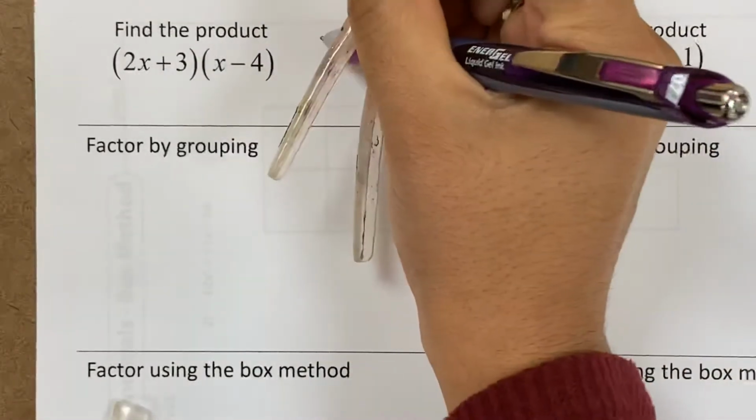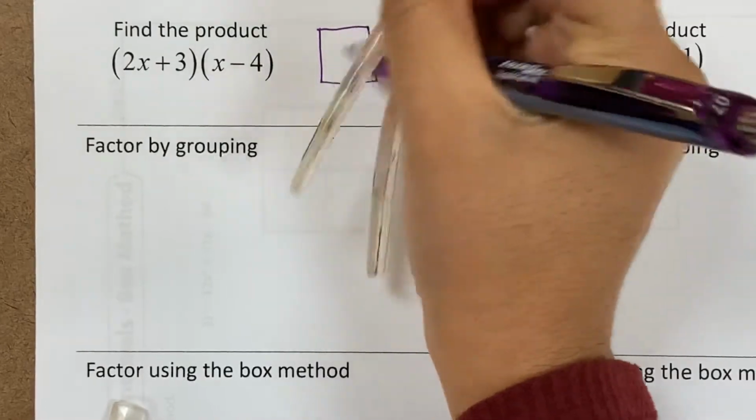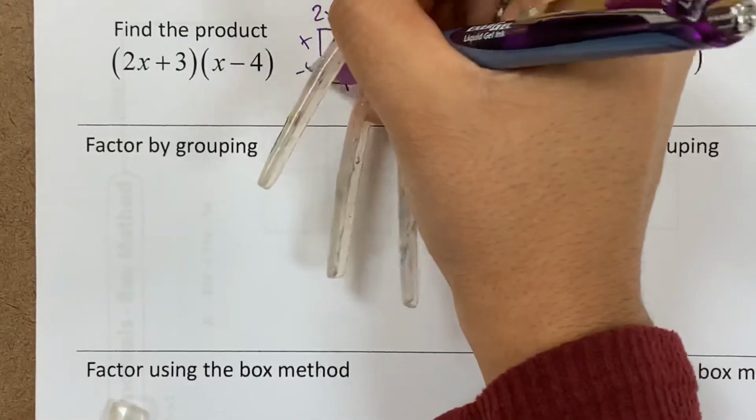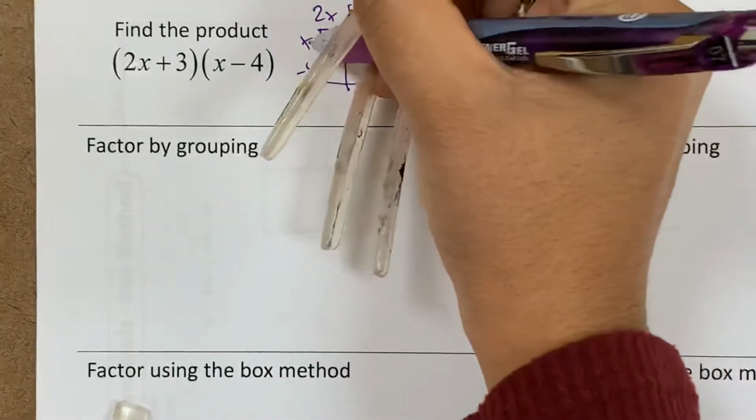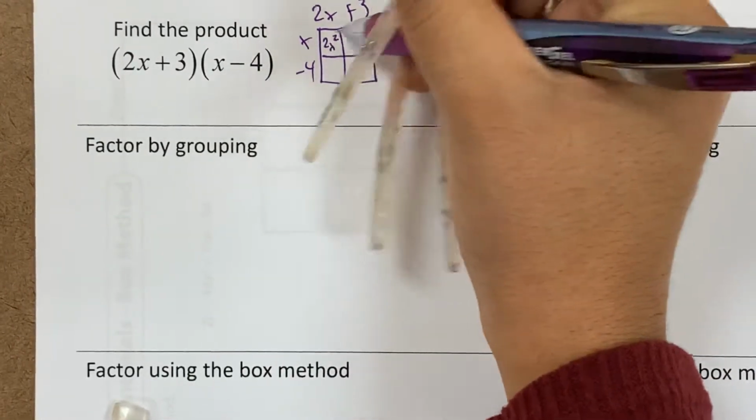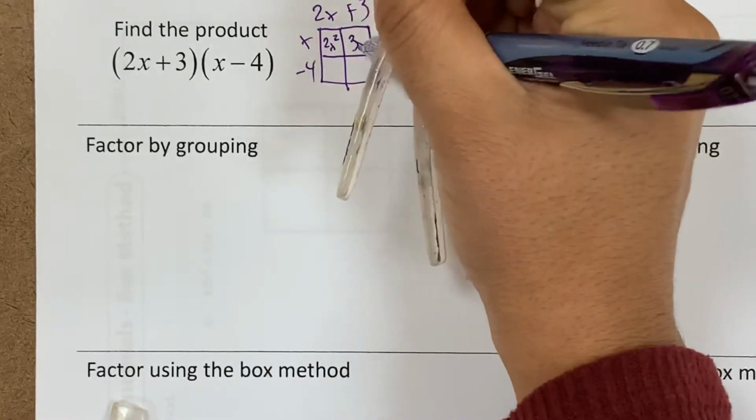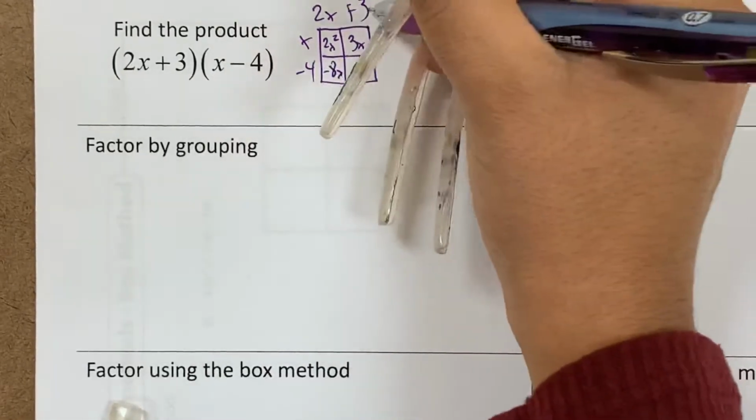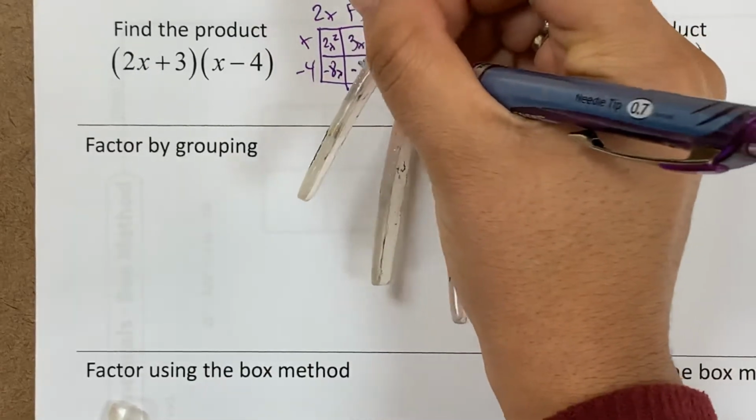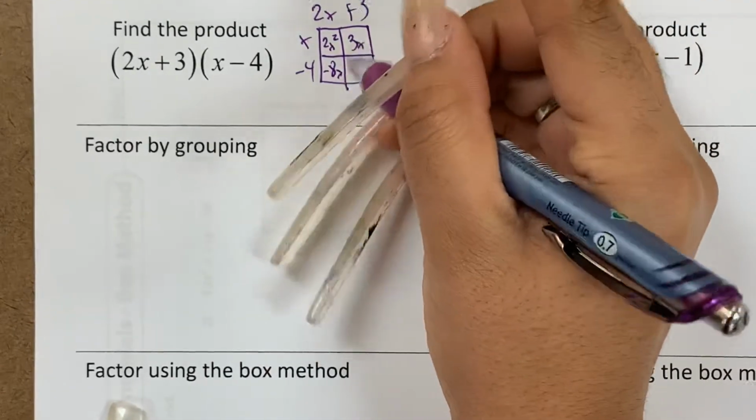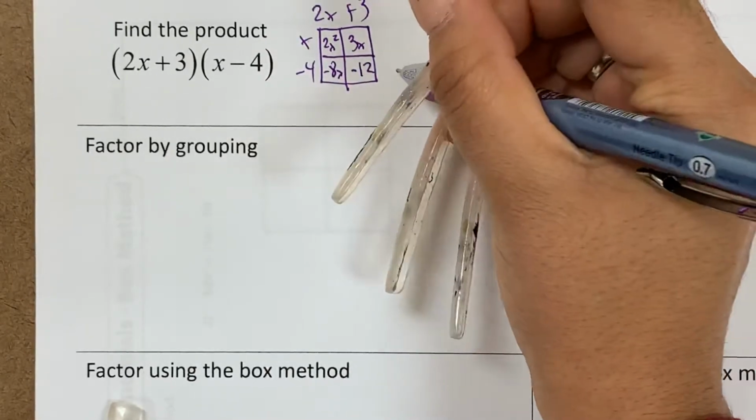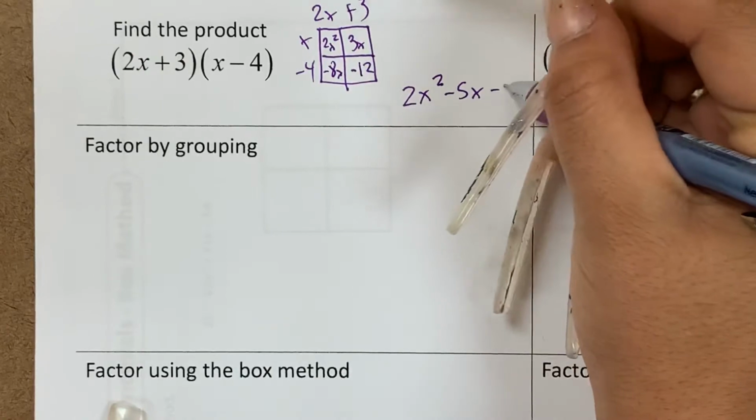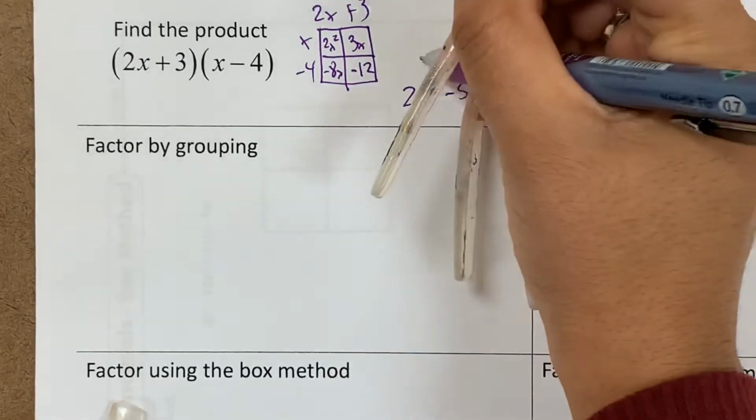So let's do the box method. 2x plus 3, x minus 4. X times 2x is 2x squared. X times 3 is 3x. Negative 4 times 2x is negative 8x. And negative 4 times 3 is negative 12. So if I combine the two like terms, I get 2x squared minus 5x minus 12 as my product.